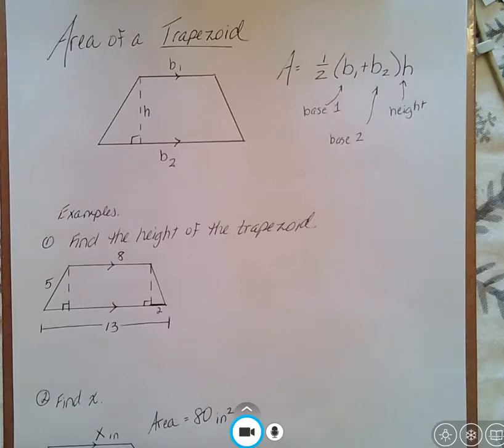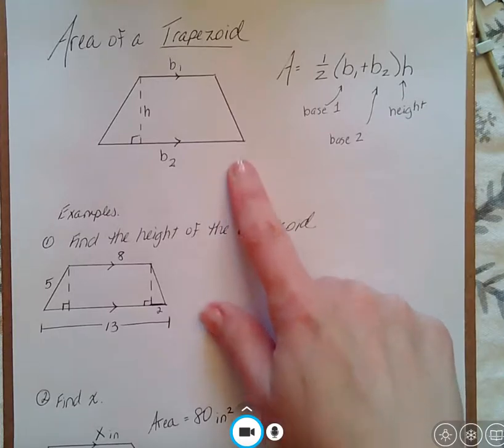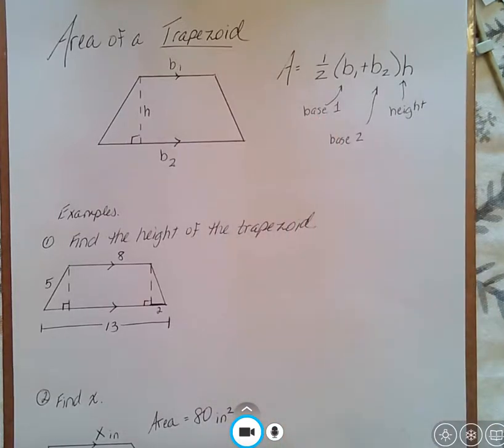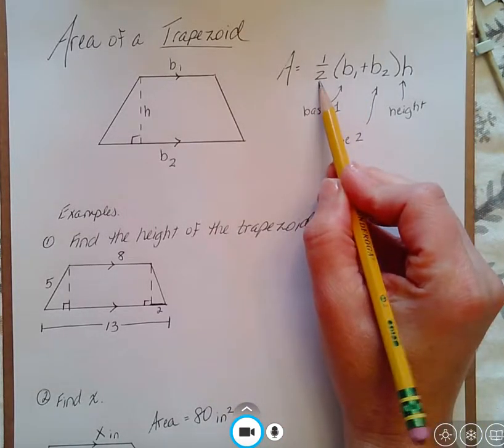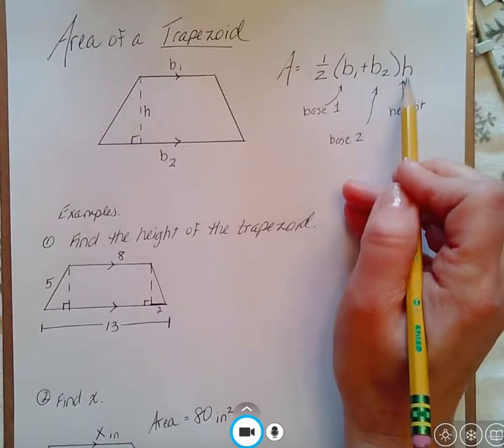Right now we're going to take a look at finding the area of trapezoids. Once upon a time in middle school, you knew all of your formulas for all of the special quadrilaterals, including trapezoid, but you forget things. So let's remember that the area formula for a trapezoid is 1/2 base 1 plus base 2 times the height.